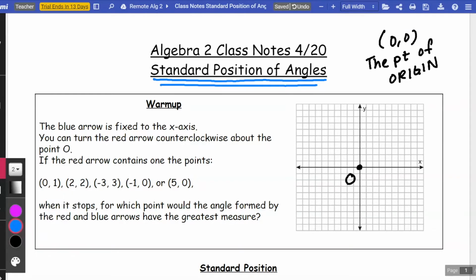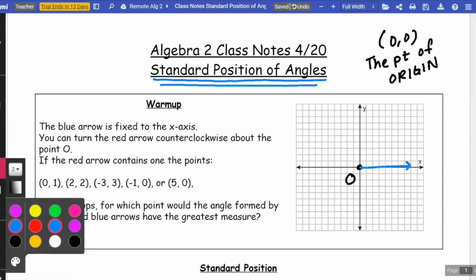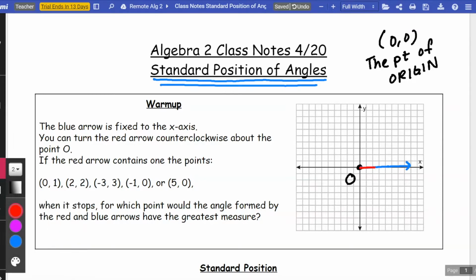Then we're going to make a blue arrow and a red arrow. The blue arrow is going to stay on the x-axis, pointing to the right on the positive x values. That arrow is going to stay there. Then we're going to make a red arrow that's a little bit shorter so we can see the difference, and put it on top. And that red arrow we're going to move around.